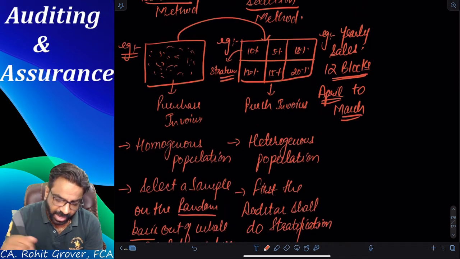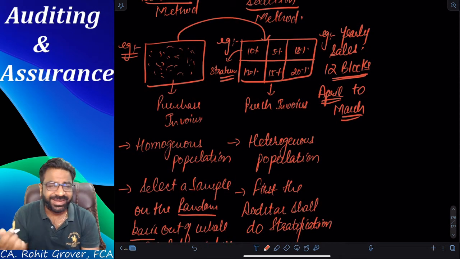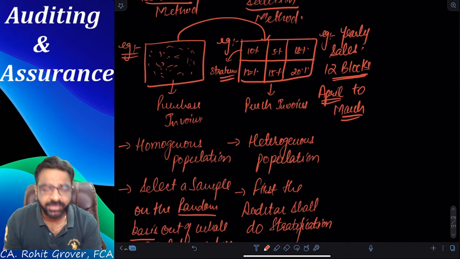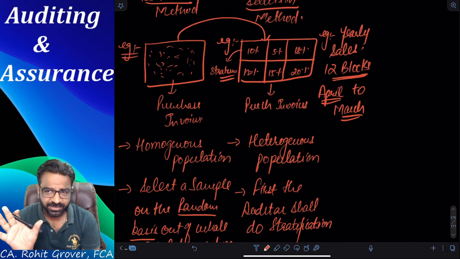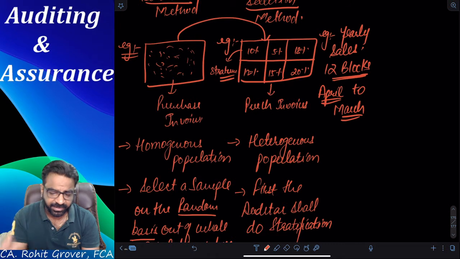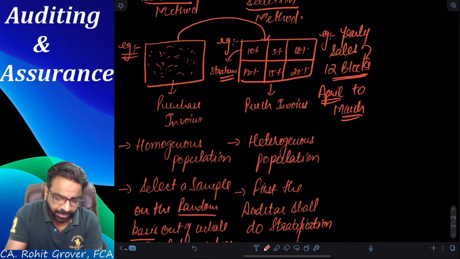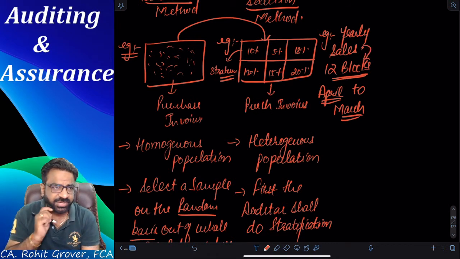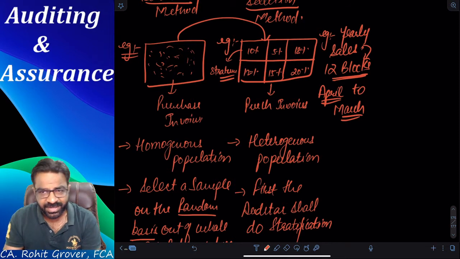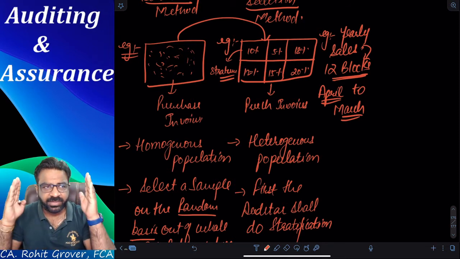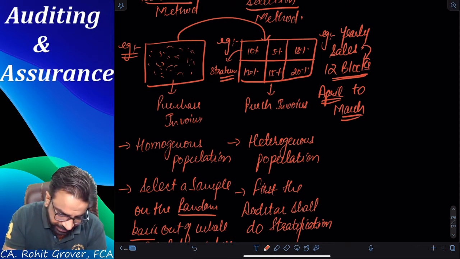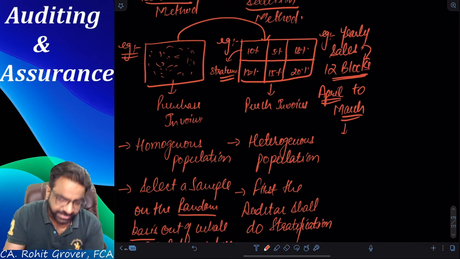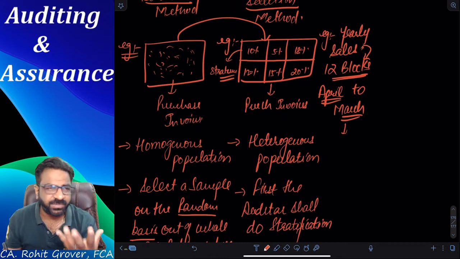Now after dividing, tell me, did I do the stratification again or not? Tell me everyone. The total yearly sales population, I divided into 12 blocks from April to March. Yes, I did the stratification again. I divided the big population into small subpopulations. But what I'm going to do is, tell me any 5 random selection dates.